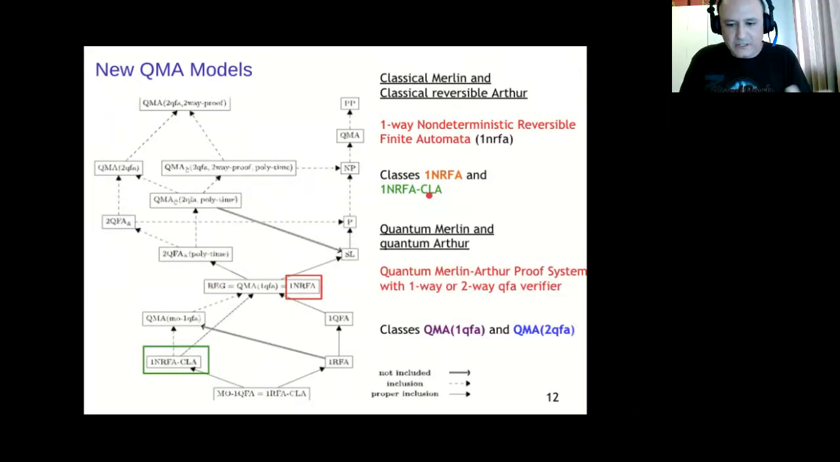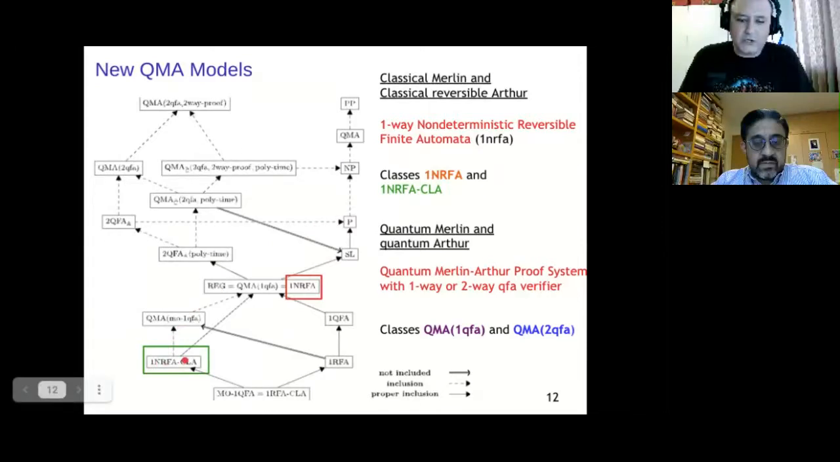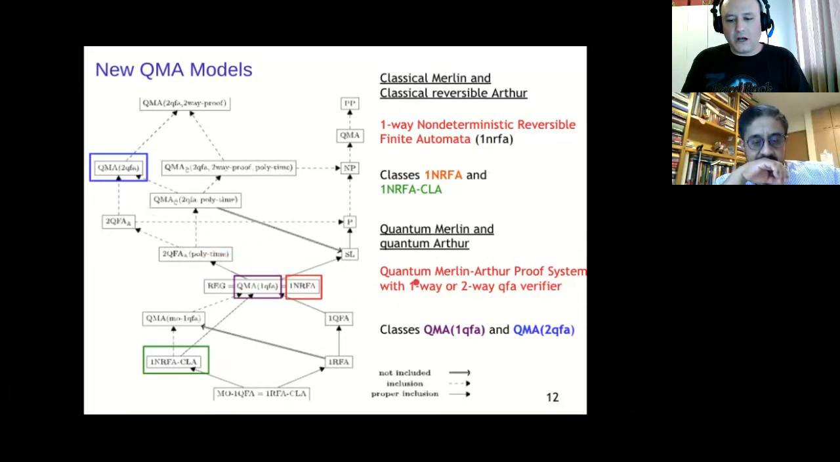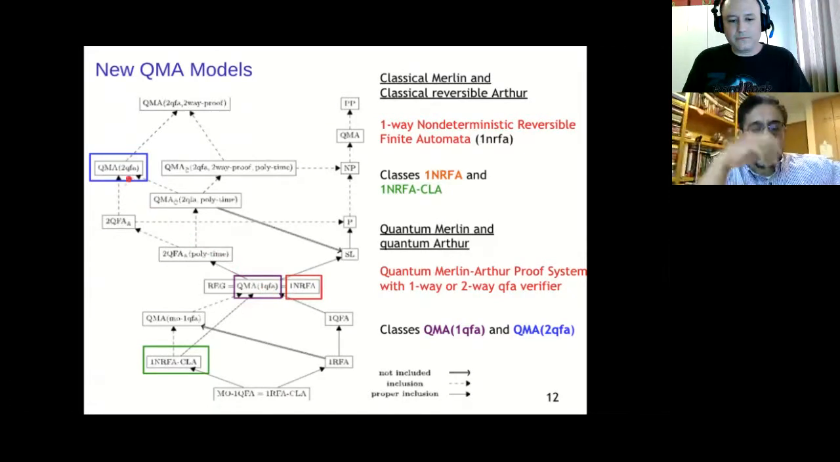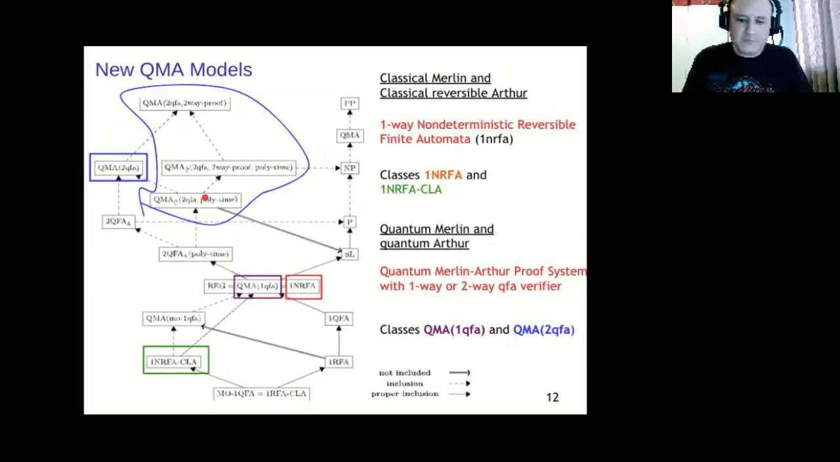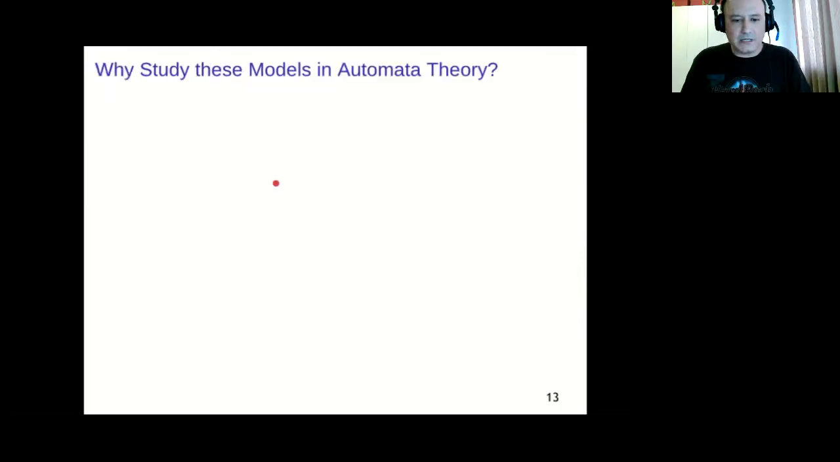I don't think I include the definition here, I'm going to explain it later. If I force the automaton to read its entire input, then the complexity class is strictly included inside the regular languages. And we also have the quantum Merlin Arthur proof system, where we can have as a verifier a 1QFA or a 2QFA, right? And actually we can do more things, like changing the way Arthur, the weak verifier, reads the proof or reads the input. I'm going to go a little bit deeper into these classes in a moment.